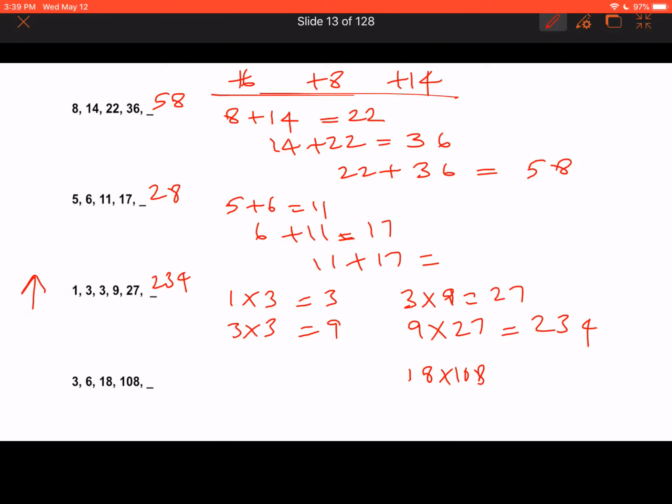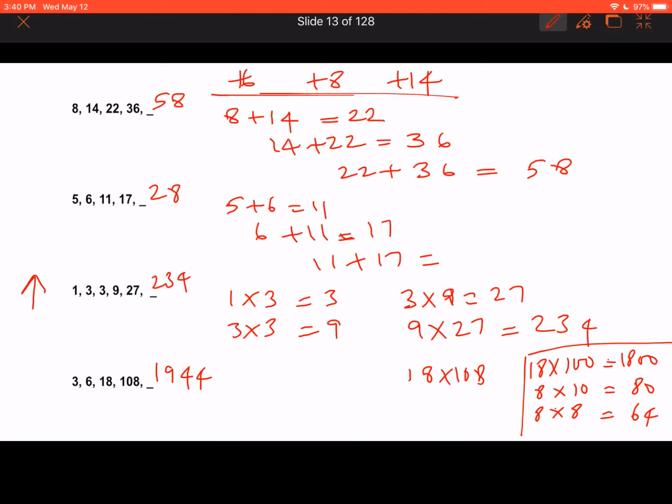So let me follow a simple method to do this. So 18 times 100, then 18 times 8. So instead of writing 18 times 8, I'll just multiply 80 times 10 and 8 times 8. 1800 plus 80 plus 64, which is going to be 1944. Okay, this is the method I simply follow to find the answer. So this is also again a multiplication strategy. Okay, let's move on to the next problem.